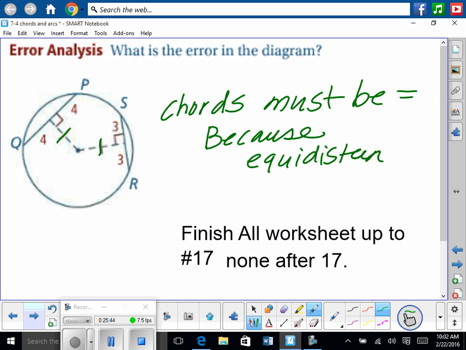Okay, guys. So you're going to finish up the worksheet up to 17. After 17, you can cross them out.